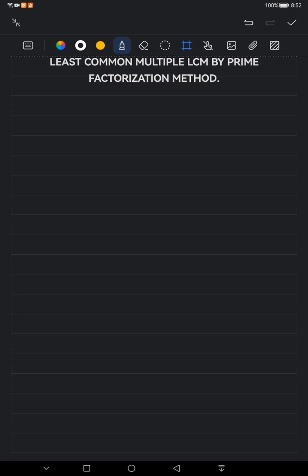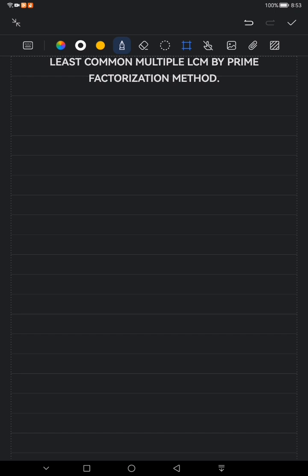Today we are going to study the least common multiple and how to find it using the prime factorization method. Least common multiple, short form is LCM. Now what is LCM, or what is least common multiple? It is the multiple of two or more numbers, and it is the smallest multiple of two or more numbers.